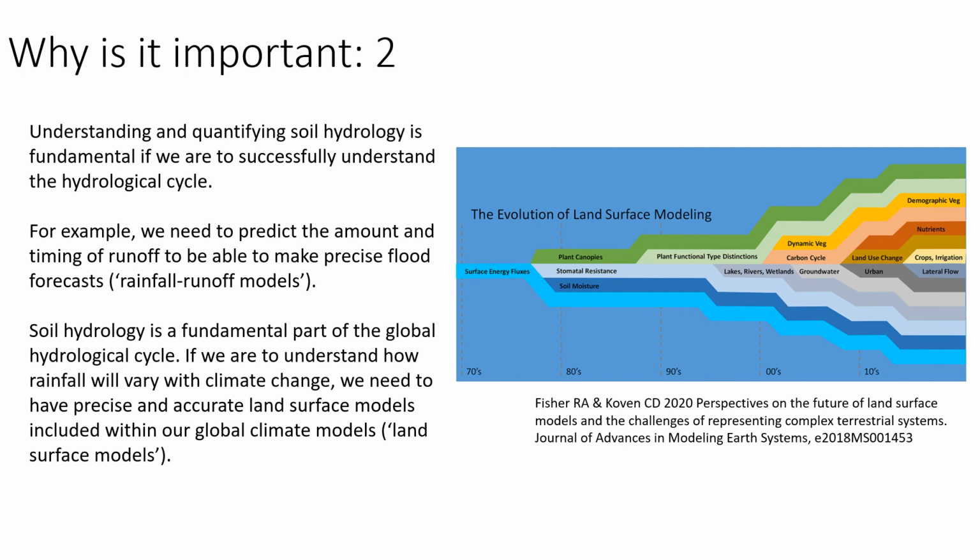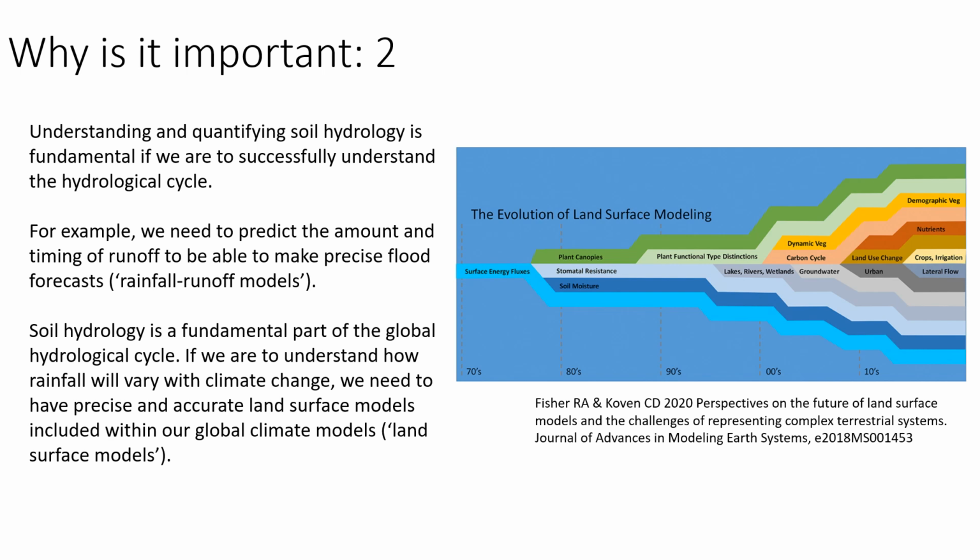We also need to understand soil hydrology, and we need to have soil hydrologists because we need to include the hydrological cycle in our models of global climate and global climate change. And in particular, if we need to understand how the water balance will change with climate change and rainfall will vary with climate change, then we need to have very accurate and precise parts of the model called land surface models, which is shown on the right-hand side here. They have to be included within our global climate models.